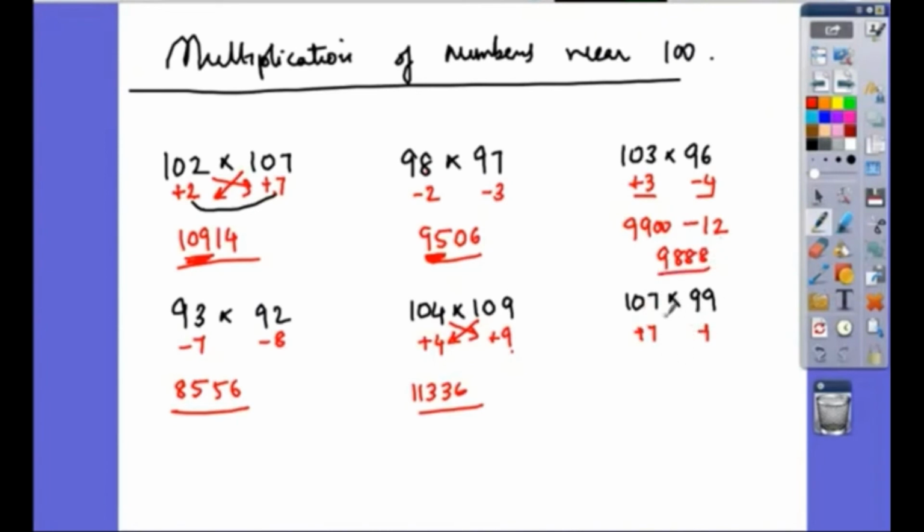Similarly for the next one, 107 minus 1 or 99 plus 7 is 106 hundreds. Minus 7 should be done because plus 7 into minus 1 is minus 7. So the answer would be 10593. These are the answers. Is it understood? So when numbers are near hundreds, it's easier to calculate using this method.